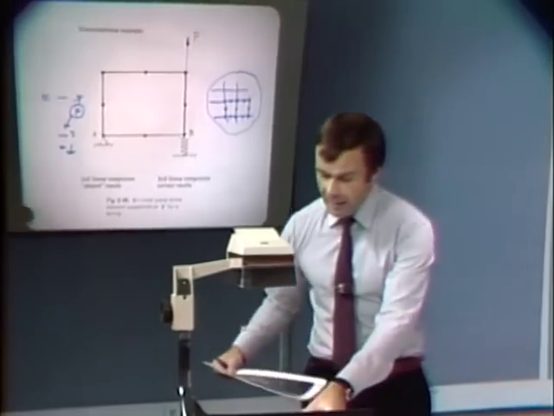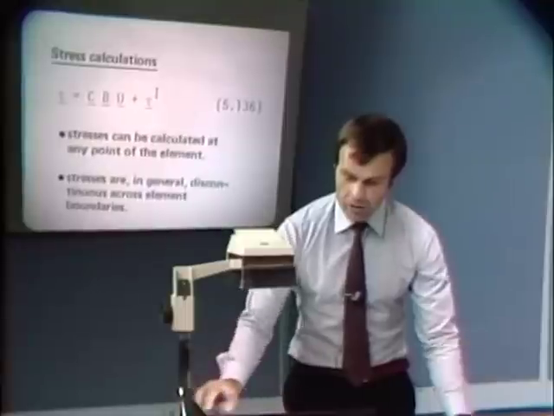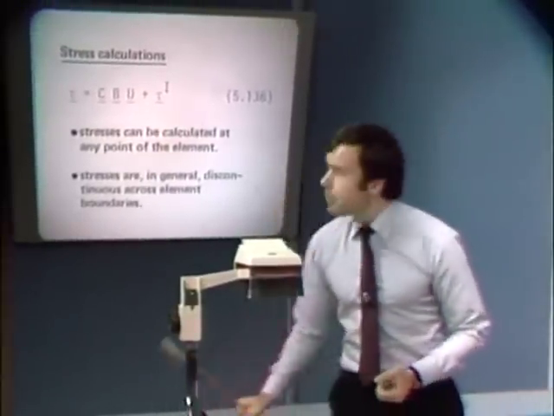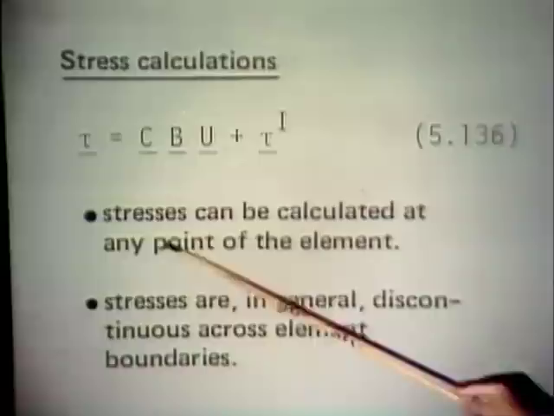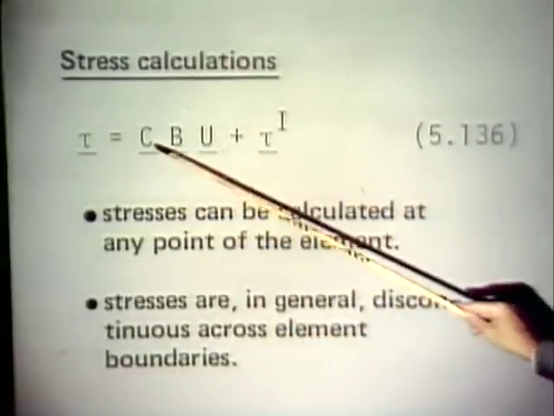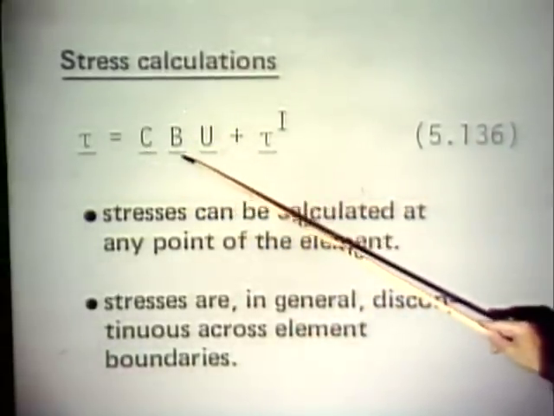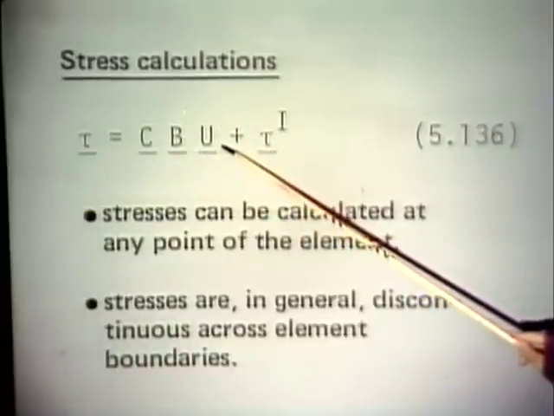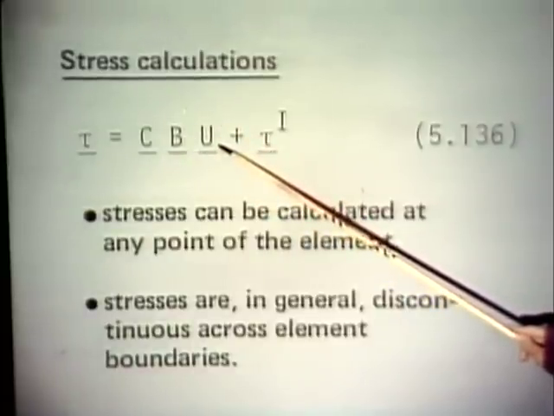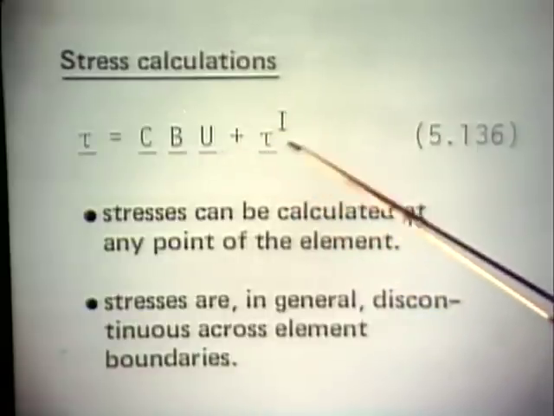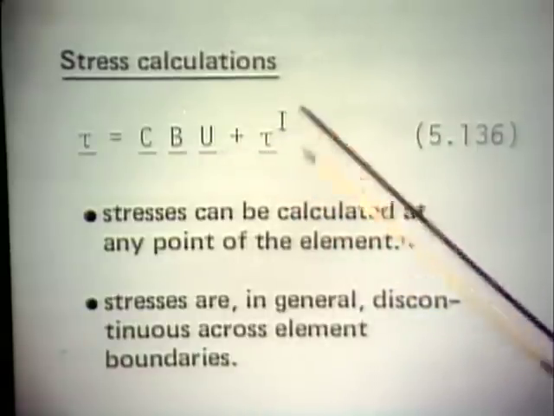Let's look briefly at the stress calculations. Surely stresses can be calculated at any point of the element, and they would be evaluated as shown here. The stress-strain law is here. Here we have the strain displacement interpolation matrix. Here we have the nodal point displacement vector. Of course, these nodal point displacements are now known. They are now given. This is an initial stress vector, which is also given.